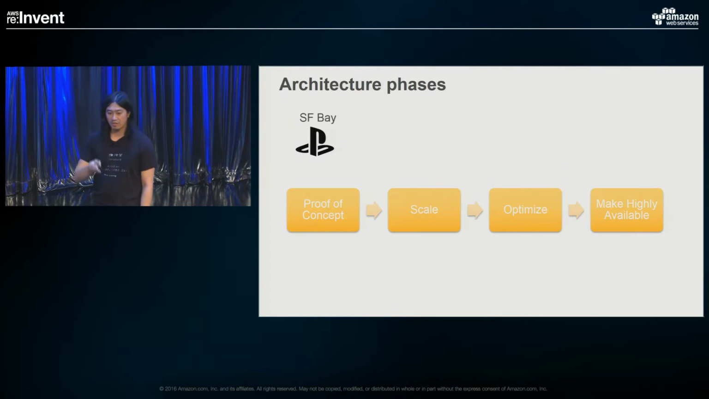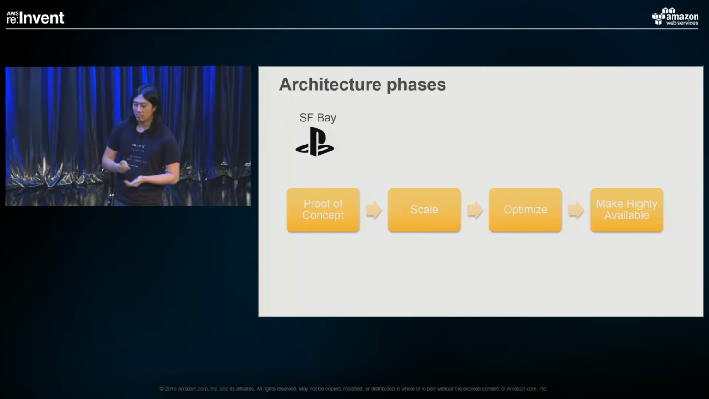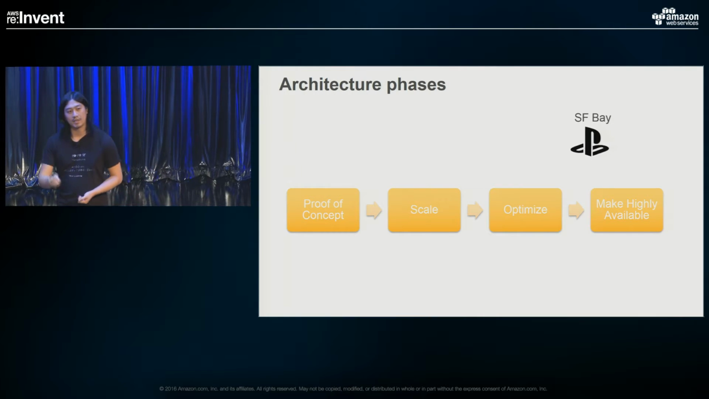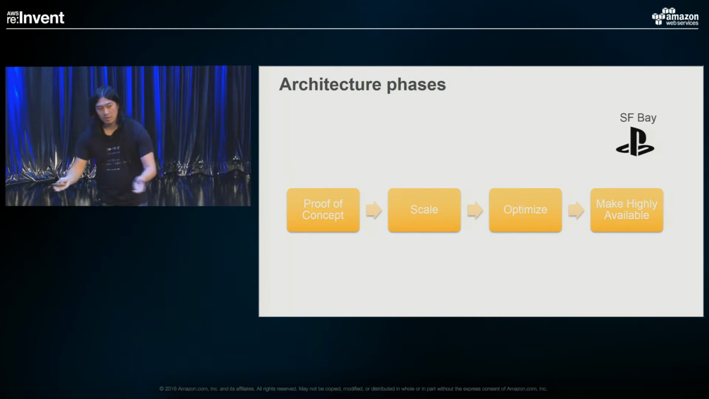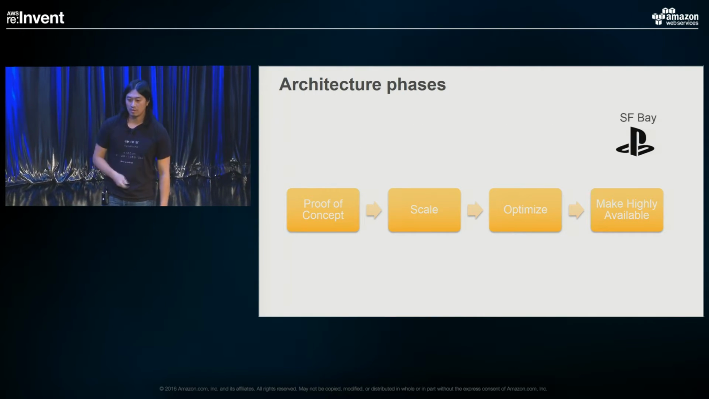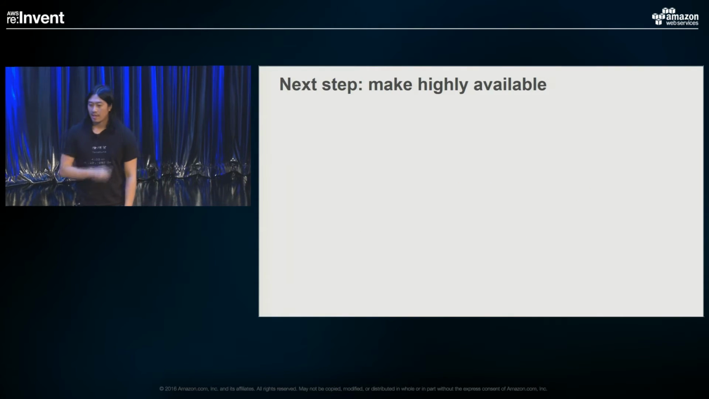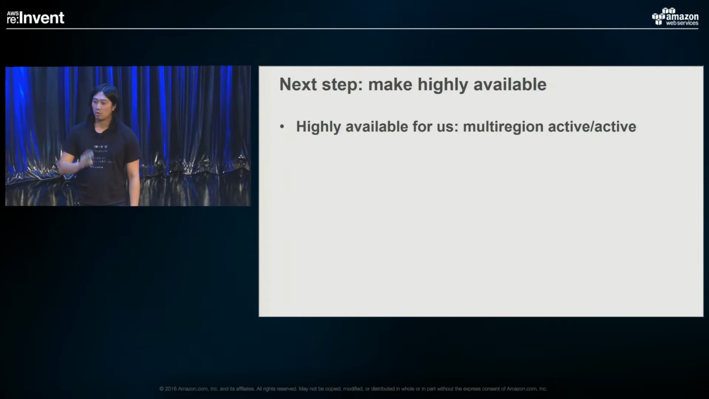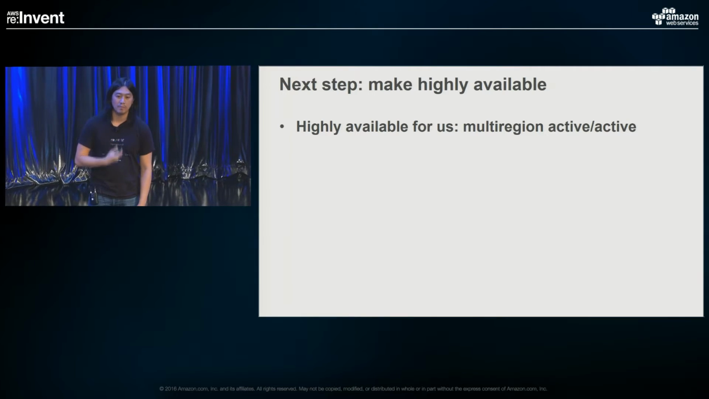If you think about our architecture phases, this is very typical of a lot of companies: you start with a proof of concept, you want to scale it, you want to optimize it, and then eventually you want to make it highly available, and eventually you want to make it more efficient. But let's talk about highly available today. So next step is to make it highly available. There are a lot of ways to define highly available. For us, it was multi-region active-active.